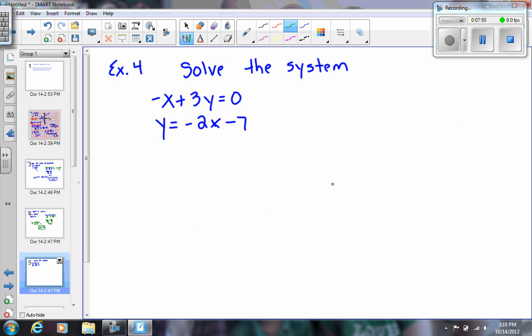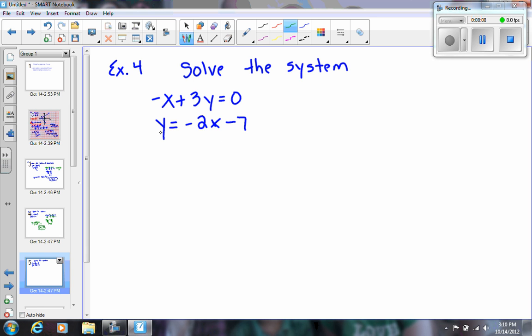Okay, let's try this one. Now you'll notice, take a look here and see what's different. Well, notice they're not both solved for y. Now, if you want to, you could take the first equation and solve for y. But I don't want to, because I'm going to do it another way.